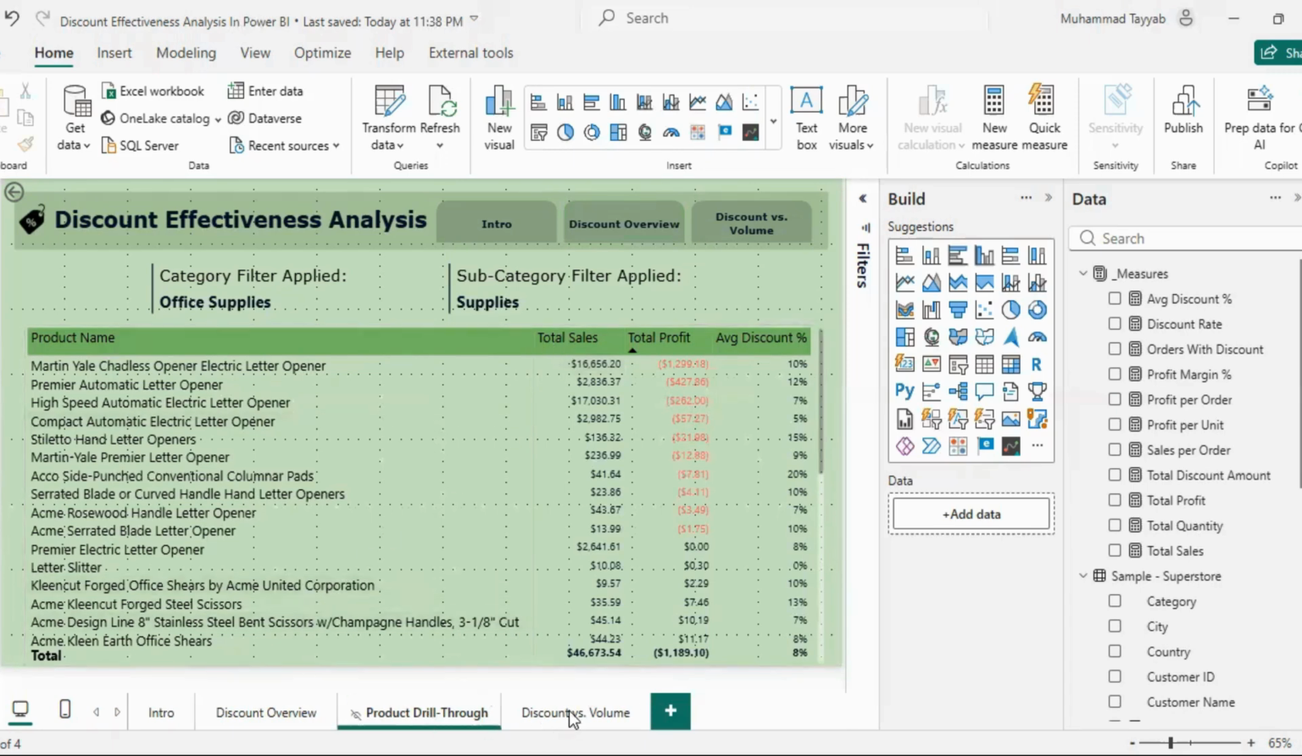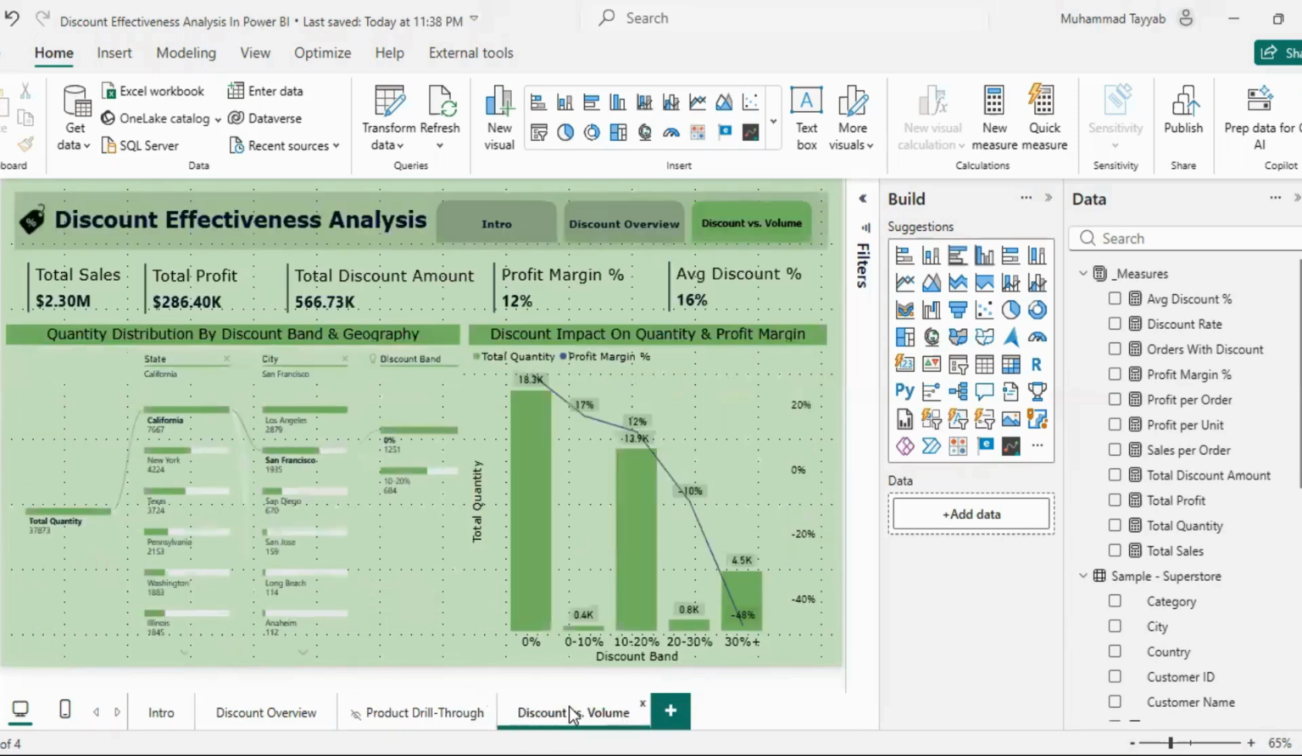So let's jump into tab 2, discount versus volume. This page answers a different angle of the same problem. The classic argument for giving discounts is, yes, we make less per unit, but we sell so many units that it evens out.